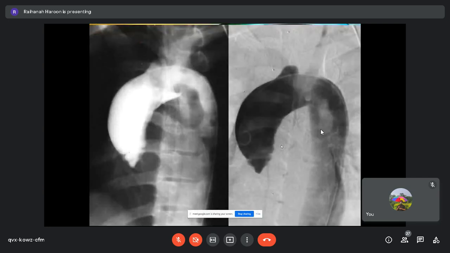And this is an arch aortogram. This is your aortic arch. This is just an inverted image of this, and there's a filling defect in between. And this is your catheter. You can see your catheter.